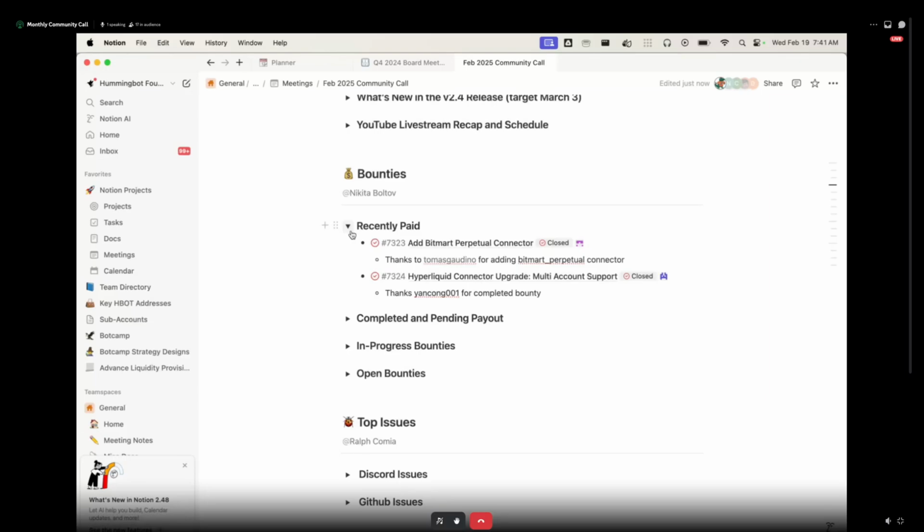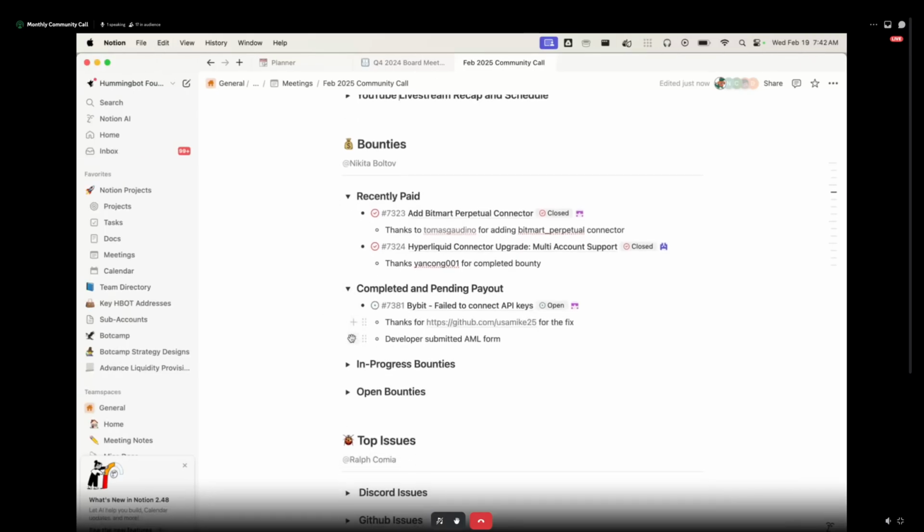There's also a private bounty that Yankong created for a community member for Hyperliquid. This community member wanted to support multiple accounts in Hyperliquid, which the generic official Hummingbot connector to Hyperliquid does not do. So Yankong did a private bounty for this community member. This is a good example of how our bounty system can be applied for both internal and external purposes.